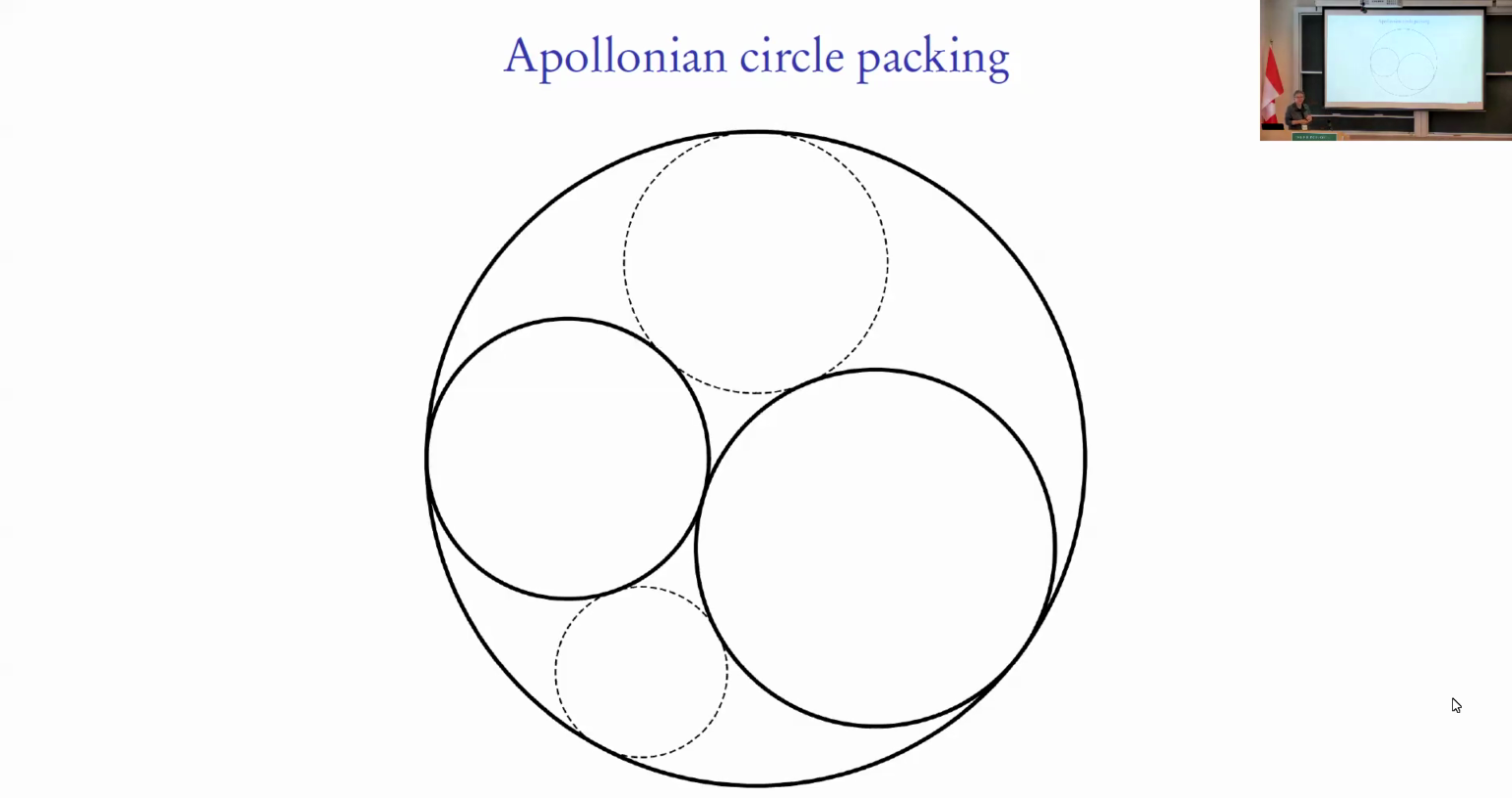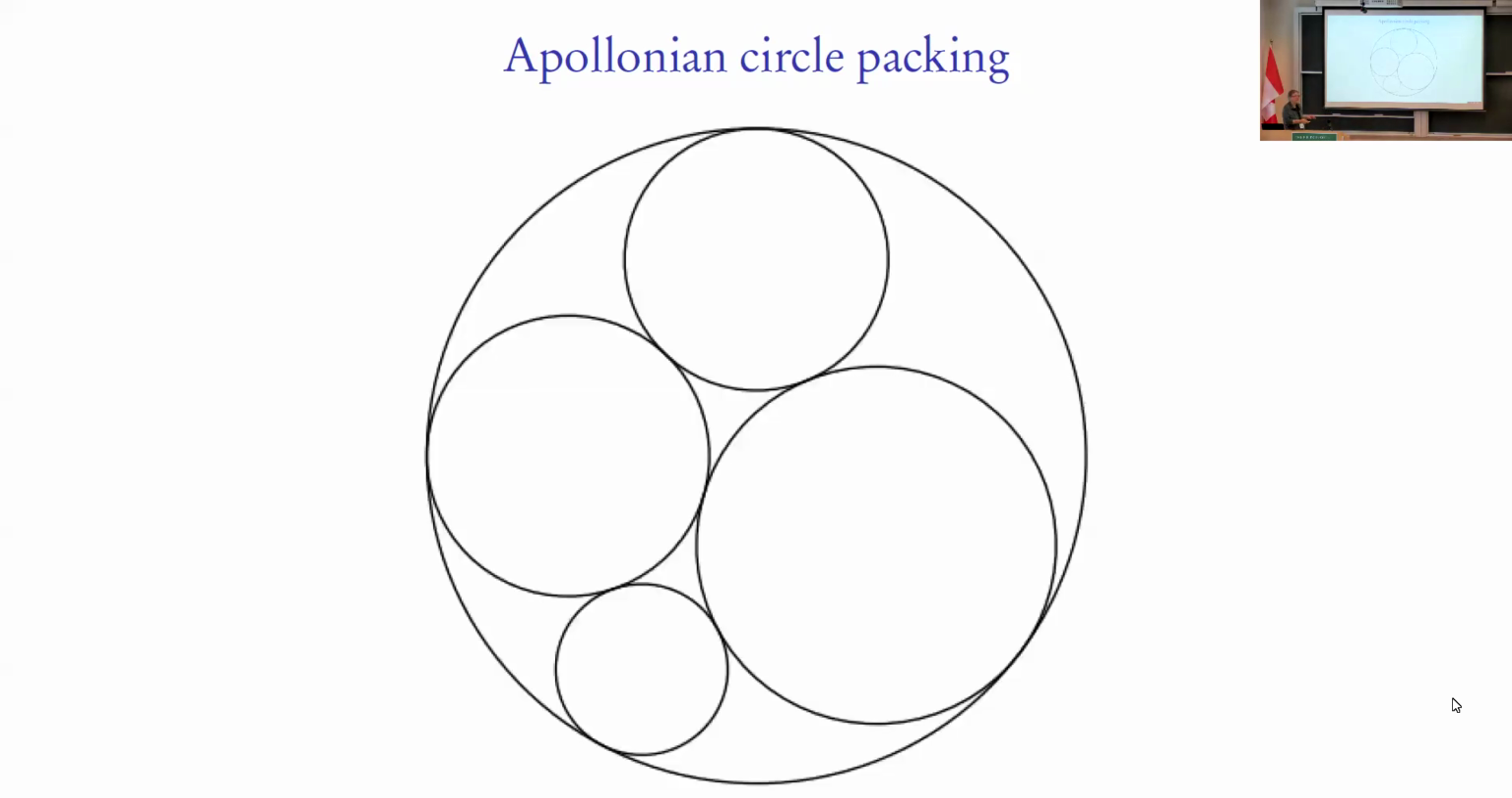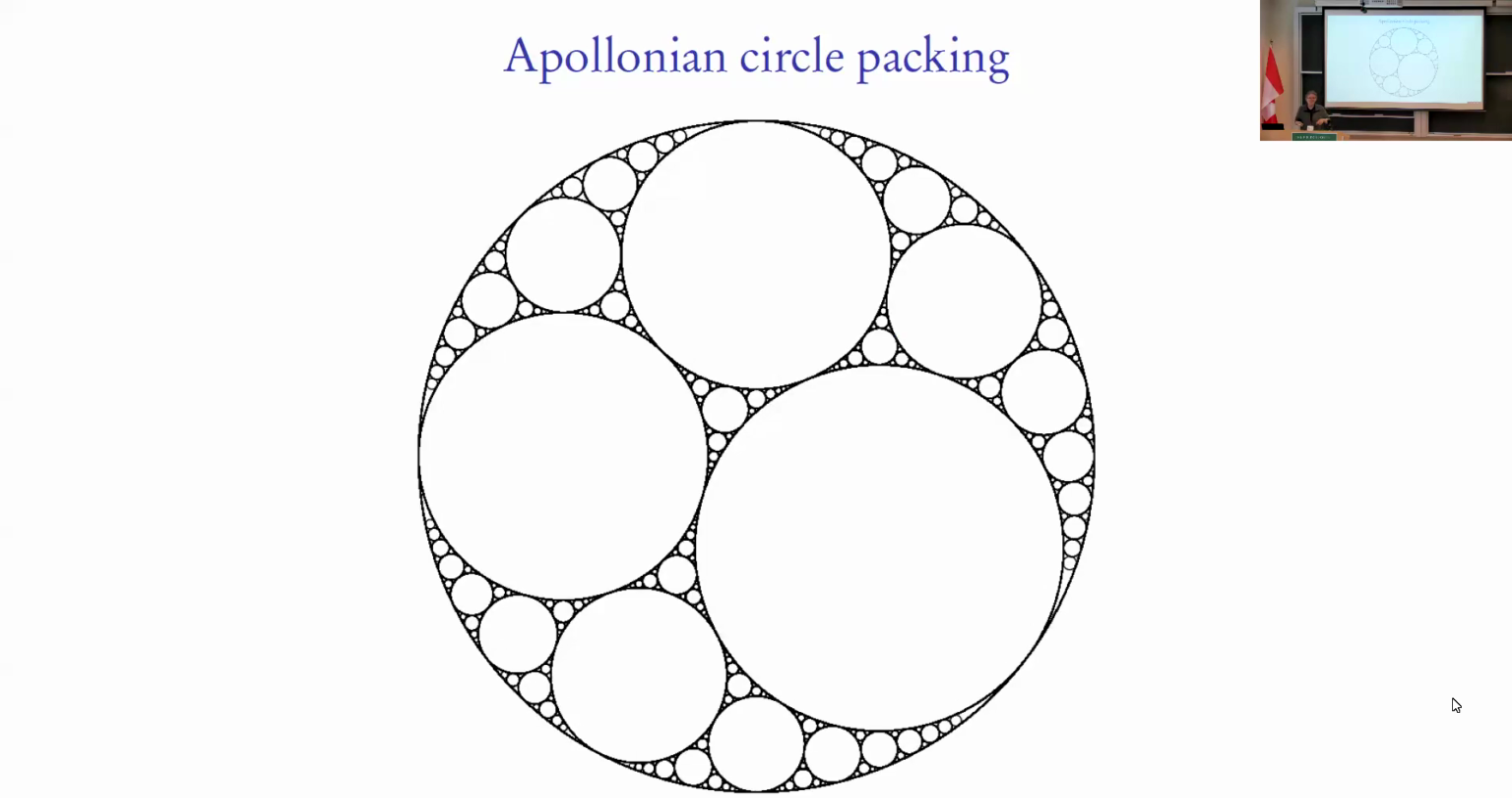There's these guys, and so what I want to do is add those in. And now we've got 5 circles. We've got new triples for which we can ask the same question and add in more circles. And if we just keep doing this, we get this pretty Apollonian gasket.